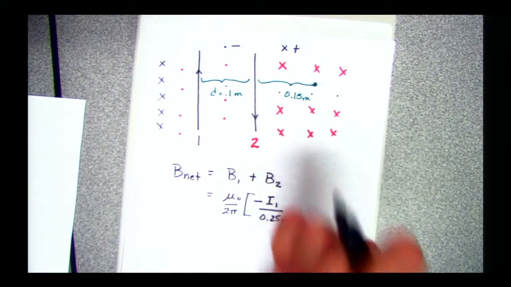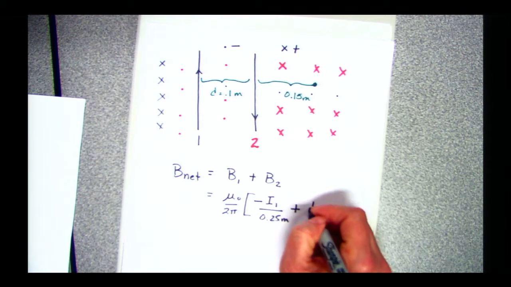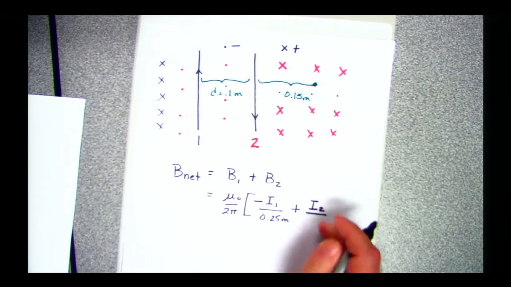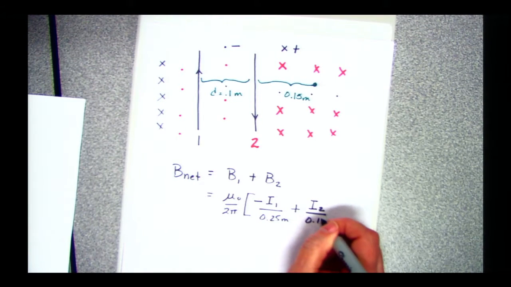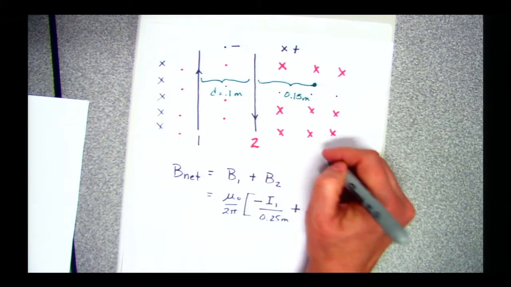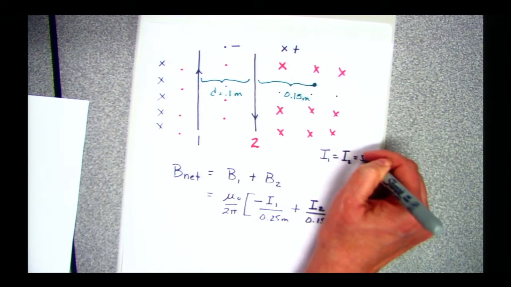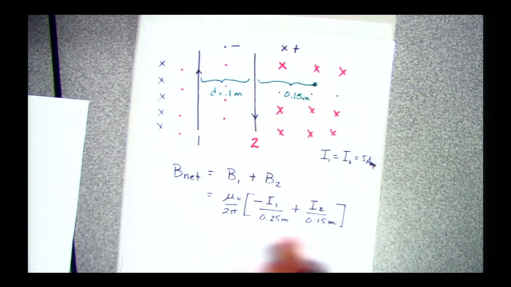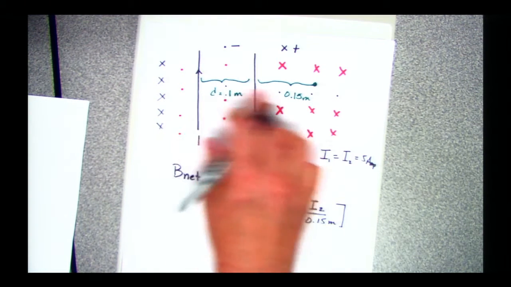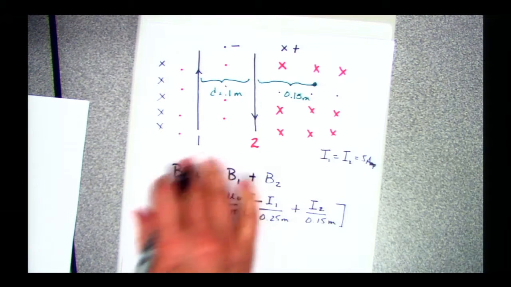This one is coming out of the page, so I'm going to be additive. I'm going to put on a positive, whatever the current is in 2, but it's going to be at 0.15 meters. And then I can just do the arithmetic. So if the magnitude of I1 and the magnitude of I2 is equal to 5 amps, I now can just plug in my 5 amps and work the problem. So no matter how I put in these currents in the system, I can work it the same way.